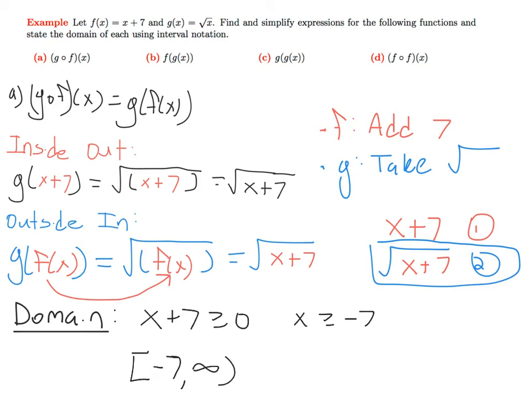And just be sure that you do want to include minus 7 in the domain, because plugging in minus 7 would give us 0 underneath the square root, which is fine. The square root of 0 is 0. So our domain is all x values greater than or equal to minus 7. So let's take a look at parts B, C, and D on separate slides.